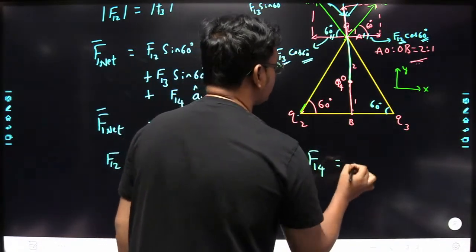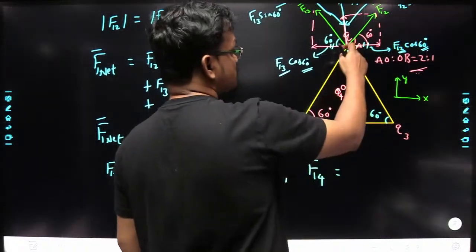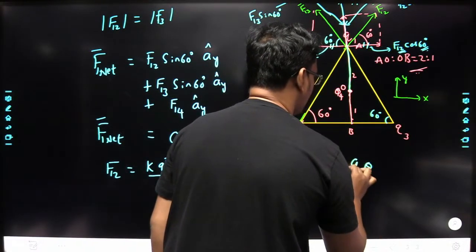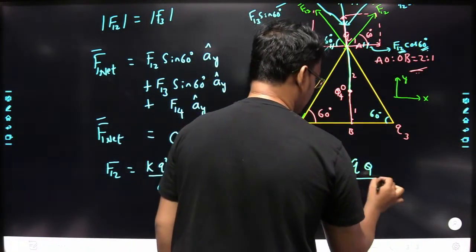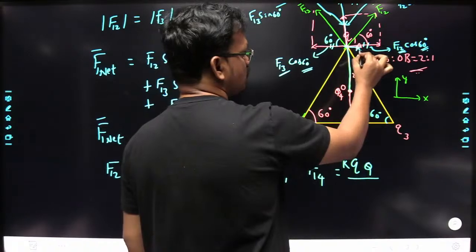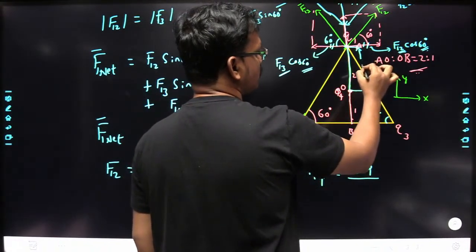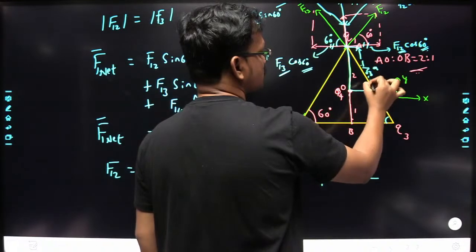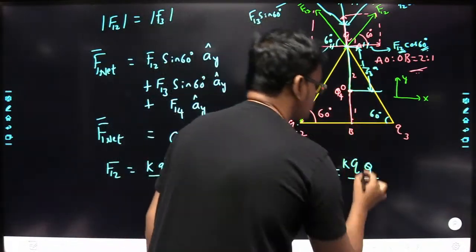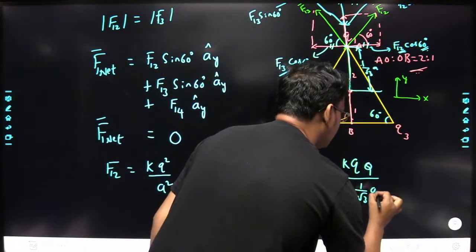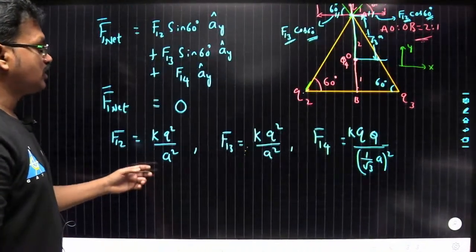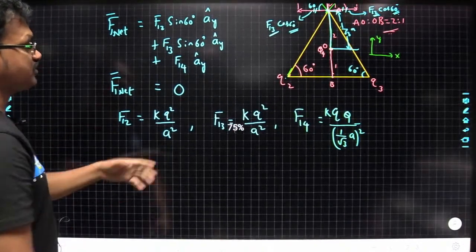What is the magnitude of F14? F14 is the force between Q1 and Q4. So that is K into small Q into capital Q divided by the distance between Q1 and Q4 squared. We know the distance between Q1 and Q4 is 1 by root 3 A. So you can substitute that and you are going to get 1 by root 3 A whole square. Yes or no? Okay. So these are the magnitudes of F12, F13 and F14.